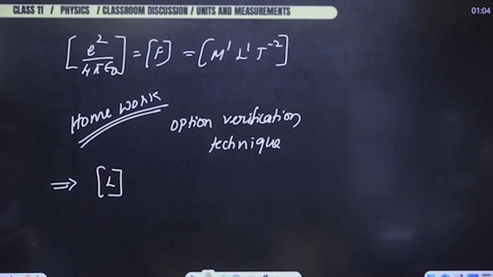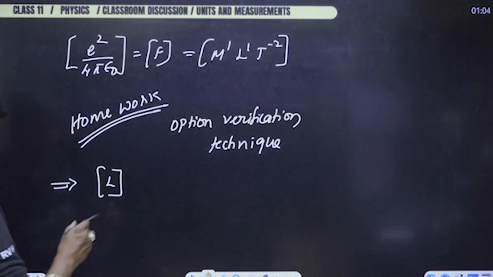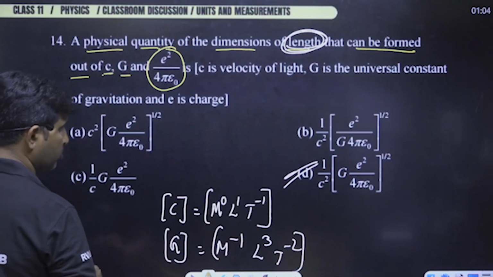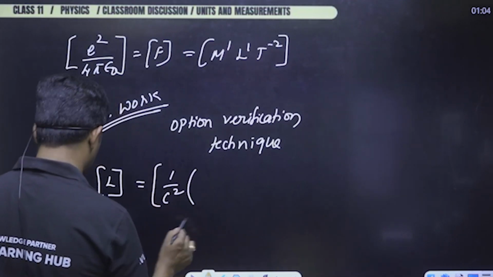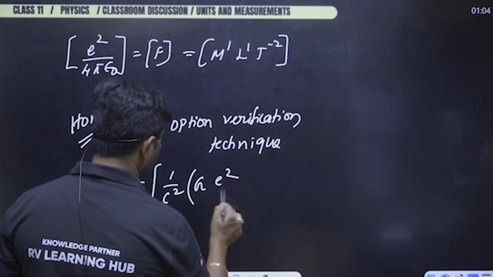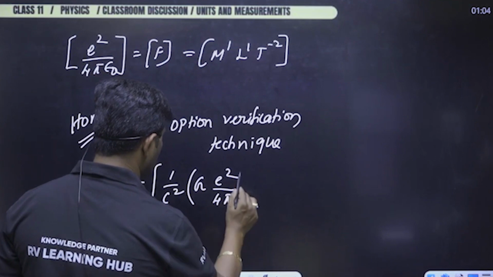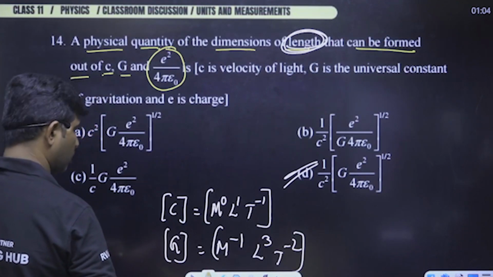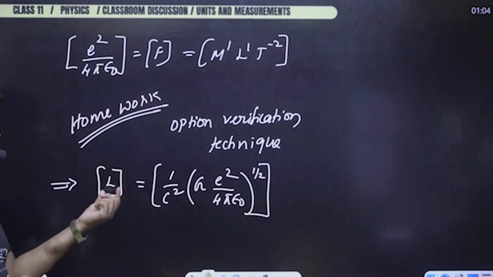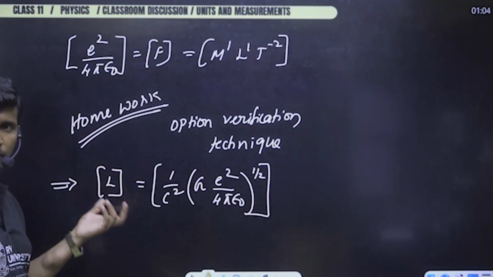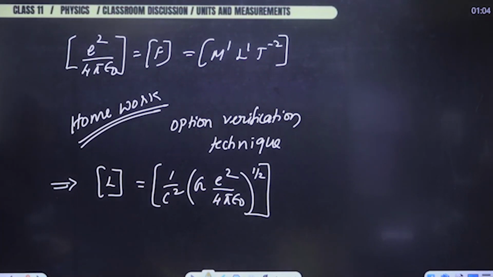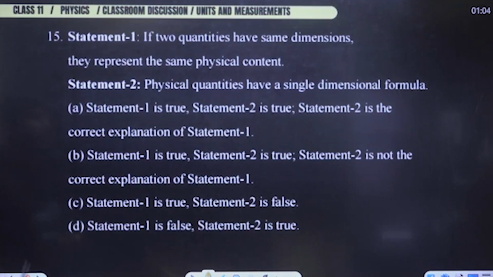Okay. So that is the thing. So dimensions of L becomes equal to what they are saying: 1 by c square into G into e square divided by 4 pi epsilon naught, whole to the power of 1 by 2. If you do this, you will get the dimensions equal to the dimension of the length. Is it clear? I hope you can do this problem. So let us move on to the next question, what they are saying to us.